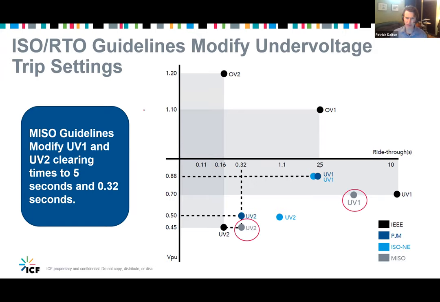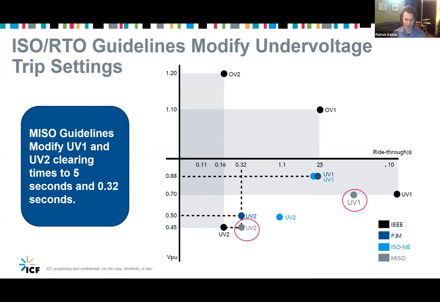What I find interesting about the stakeholder processes at the ISOs and RTOs to adopt the ride through and mandatory trip settings is that basically every ISO RTO that's gone through this exercise has modified the undervoltage trip settings, and they've ended up in different places. So what we're looking at for the black dots are the IEEE 1547 defaults, and I should mention this is category two. And PJM is the dark blue, ISO New England light blue, and MISO gray. And so we noticed that they're all different.